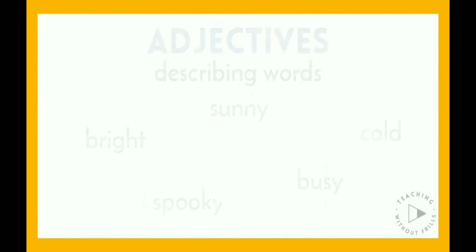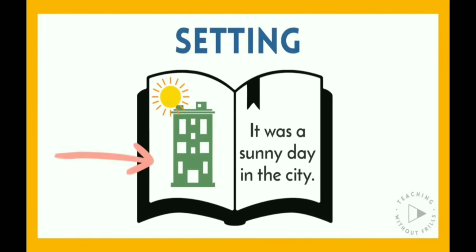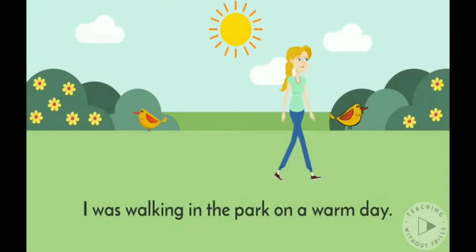You can determine the setting of a story by looking at the illustrations and finding information in the text. Let's try it. I was walking in the park on a warm day. How would you describe this setting? The text tells you I'm in a park, it's warm, and it's daytime.